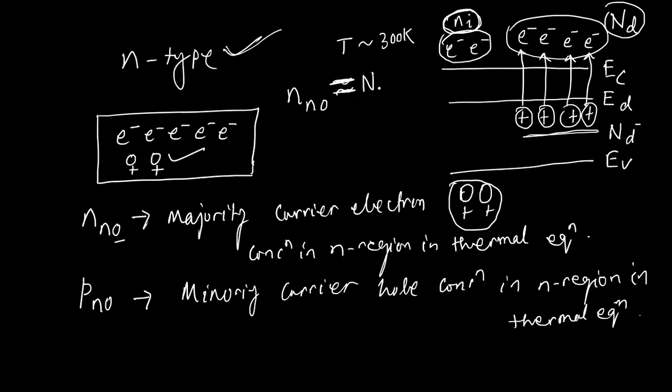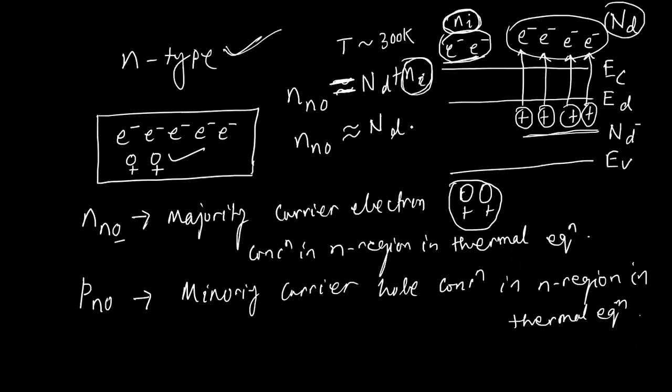Equal to Nd plus Ni, right? But this Ni value is very, very less as compared to this Nd when you are considering the complete ionization at T equal to 300 Kelvin or room temperature. So in that case, I can write Nn0 is nearly equal to what? This capital Nd, ignoring the Ni value or the intrinsic carrier concentration, which is very less in number.